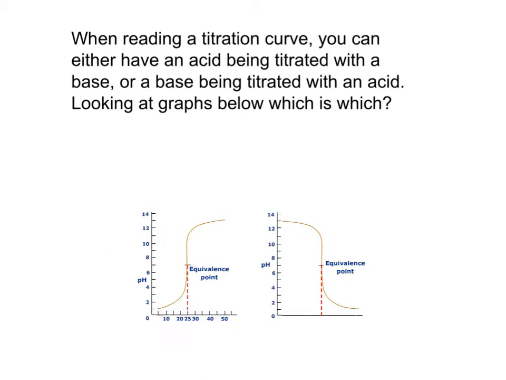If you said that the left one is an acid being titrated with a base, then you're correct, and you can tell because we start at a very low pH and end at a high pH. So therefore, this one, you started at a base, you're being titrated down to an acidic pH.